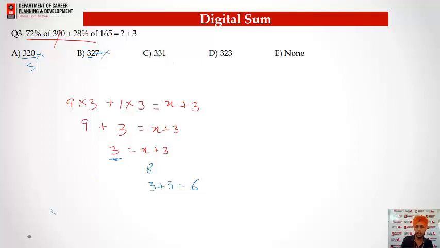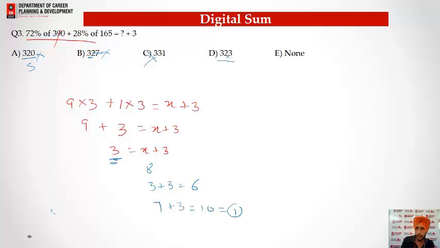So again, 3 plus 3, 6 plus 1, 7. Let's put another option. 7 plus 3 is equal to 10, and the final digital sum will be 1, but we need 3. So again, option C will not be our answer. Let's check the last option.